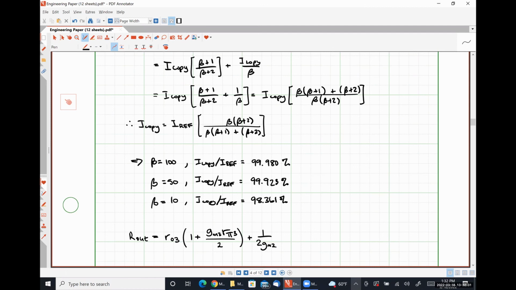That is GM3 here, GM2 here. But since all of them are carrying effectively the same collector current, they're all roughly the same anyway. Most cases you would neglect this term because this guy is going to be so much larger than this guy.